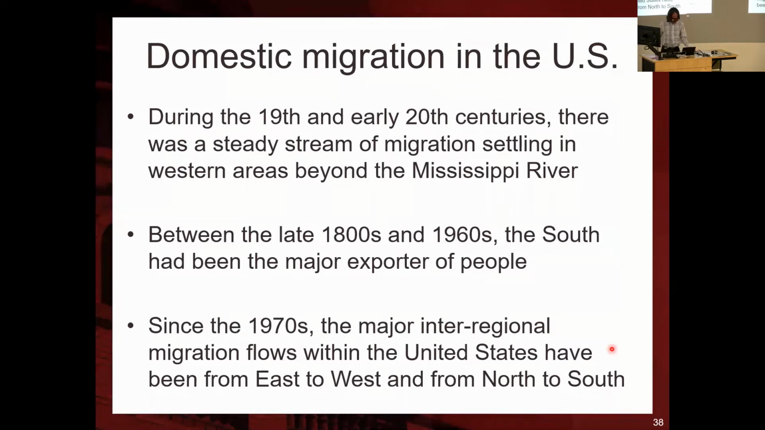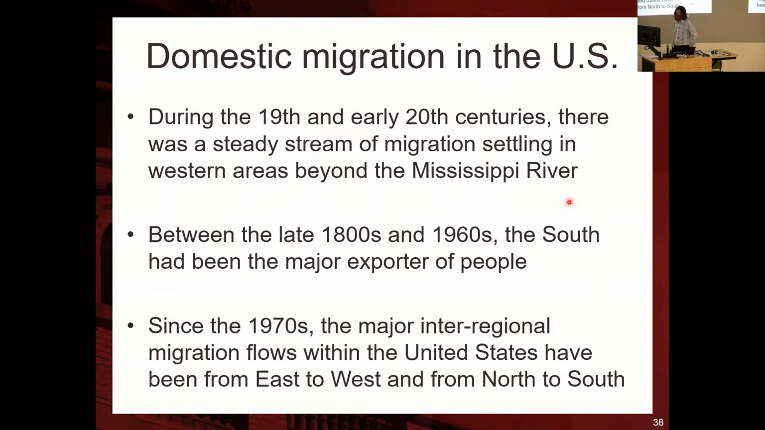And now we enter this portion of the chapter related to history, a little bit of a history of domestic migration in the US. So let's talk about the overall trends and levels of internal migration in the US. During the 19th and early 20th centuries, there was a steady stream of migration into the western areas beyond the Mississippi River, so people moving west.